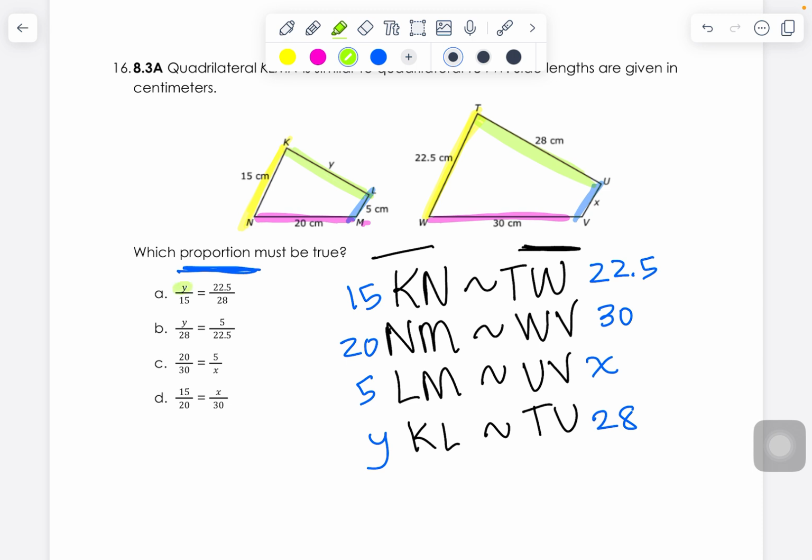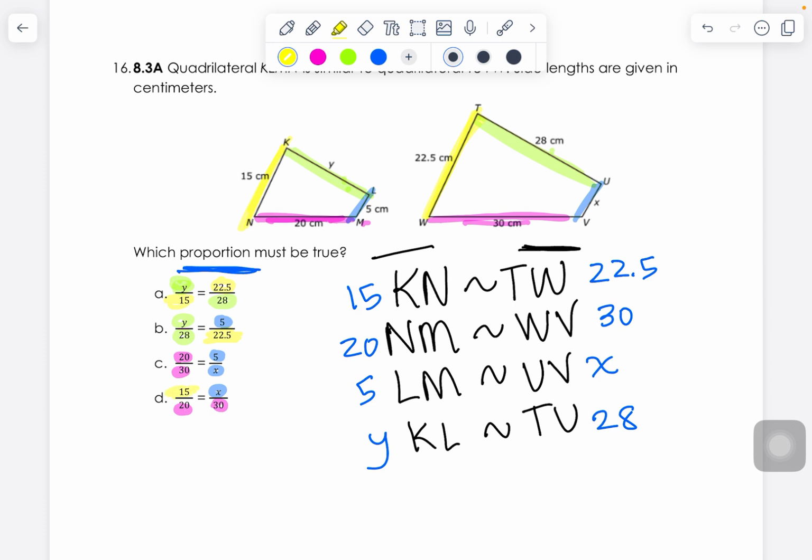So Y corresponds to that green. Y and 28. Let's highlight those. Okay, we've got a pair there. Let's highlight any of my green sides. Y and 28. All right, that's all. What about my blue sides? Those would be X and 5. Okay, pink is going to be 20 and 30. So I see a couple of those: 20, 30, and 22.5, 15.